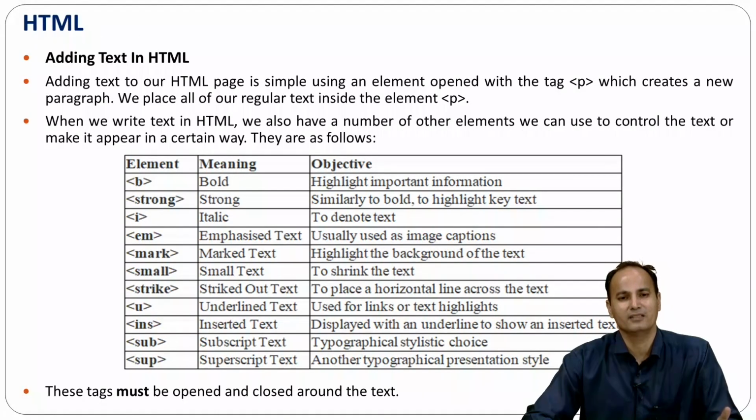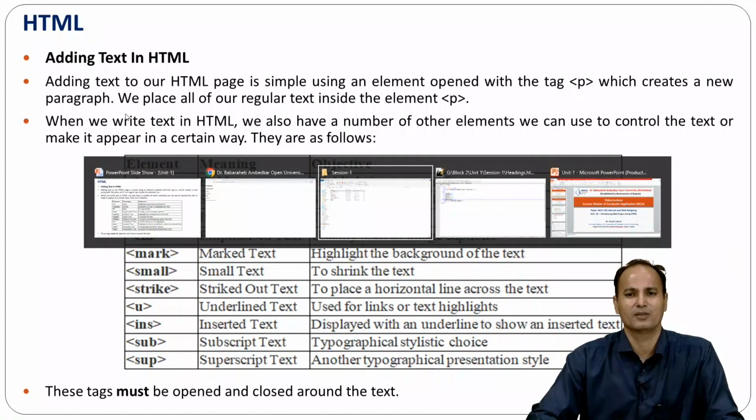Then small is to shrink the text, and strike is to strike out the text. U stands for underlining the text. Ins stands for inserting text at a particular place. Sub is used for subscripting the text. Sup is used for superscripting the text. These tags must be opened and closed around the text. Let's practically see so that you can easily understand.